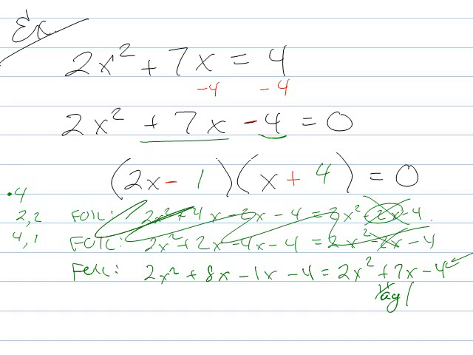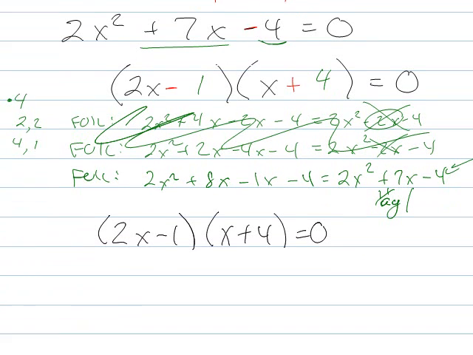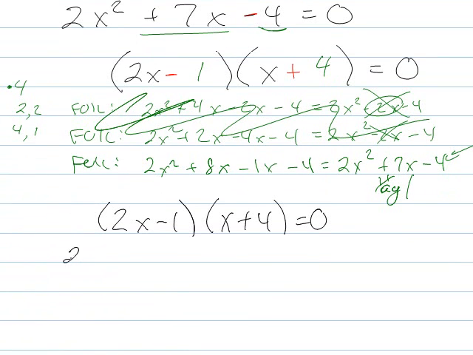Alright, so we don't need any of this anymore. The whole point that we did this is we have 2x minus 1 times x plus 4 equals 0. So now we have it factored, which is excellent. That's the whole point of doing this, is to get something factored. So now that we have blah times blah is 0, that means either blah is 0 or blah is 0.